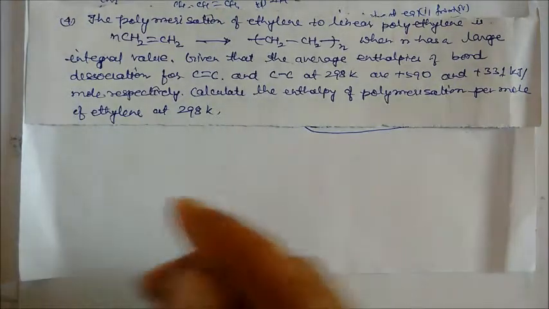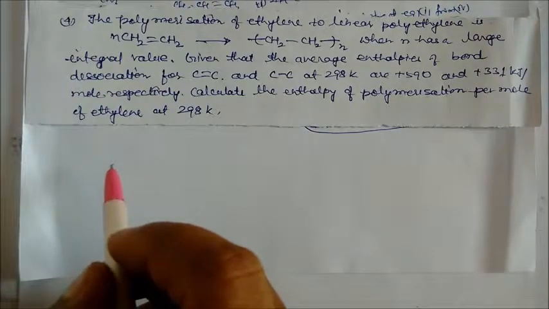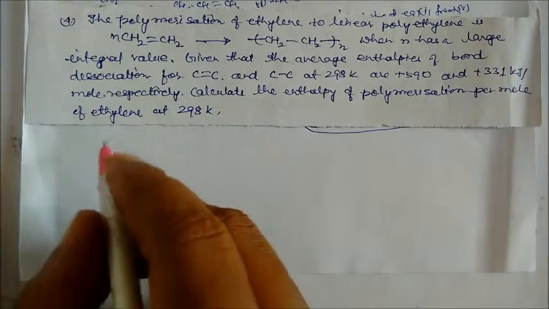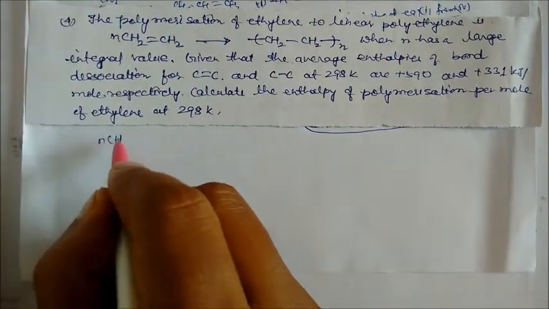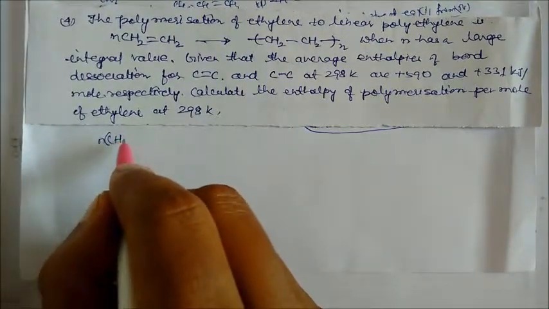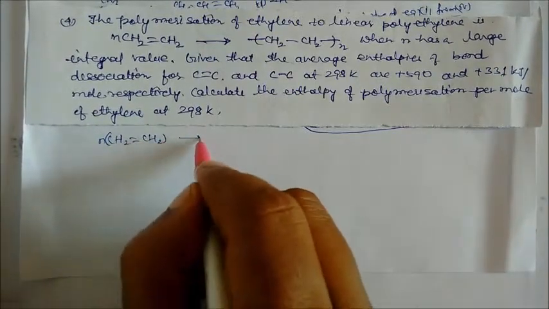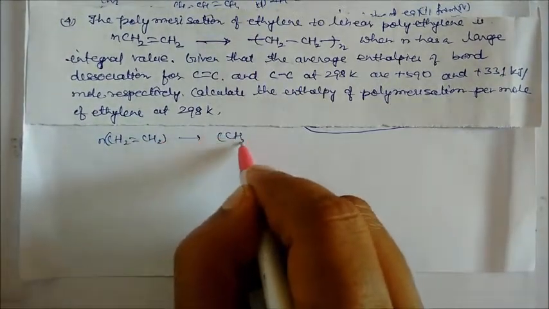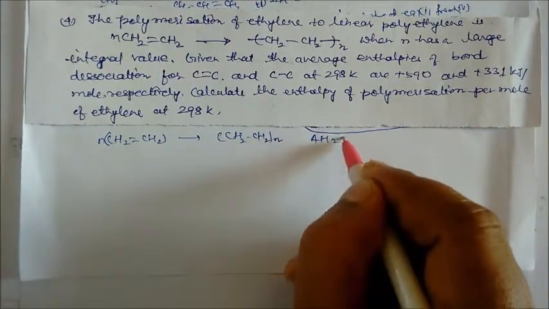So we have to find this value. What is this one? Enthalpy of polymerization per mole of ethylene. So first we have to write the equation: n CH2=CH2, this is the ethylene. So this is n molecules of ethylene, so it will give you here (CH2-CH2) whole n. So we have to find the delta H of this.